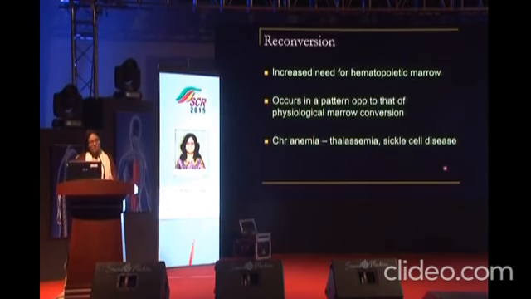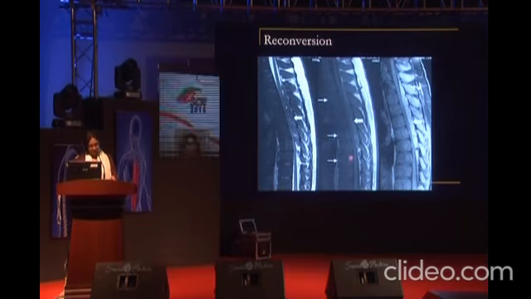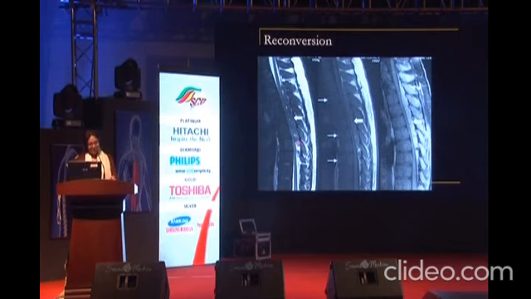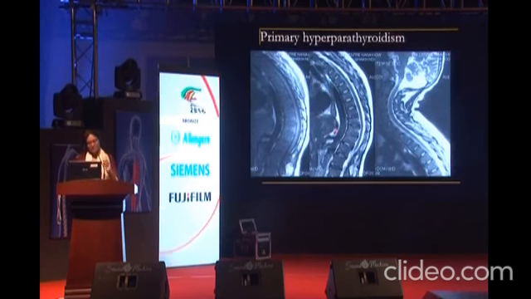Last, coming to reconversion, whenever there's a need for more hematopoietic marrow and the body's red marrow is not enough, then the yellow marrow starts reconverting back into red marrow. This was a patient with thalassemia, and you can see all his vertebrae are darker on T1, and this patient even had extramedullary hematopoiesis in the epidural space, which is quite rare. So this is an article, something that we've sent for publication.